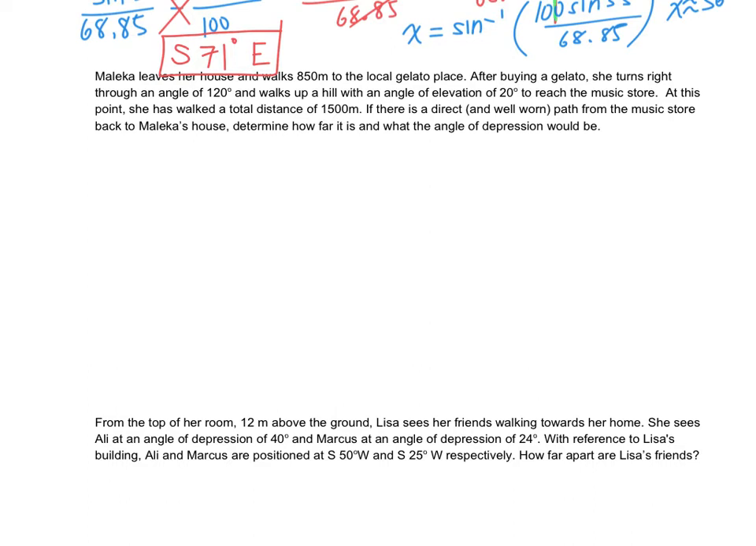Malika leaves her house and walks 850 meters to the local gelato place. After buying a gelato, she turns right through an angle of 120 degrees and walks up a hill with an angle of elevation of 20 degrees to reach the music store. At this point, she has walked a total distance of 1,500 meters. If there is a direct and well-worn path from the music store back to Malika's house, determine how far it is and what the angle of depression would be.